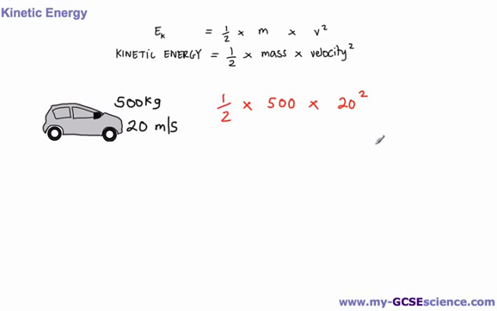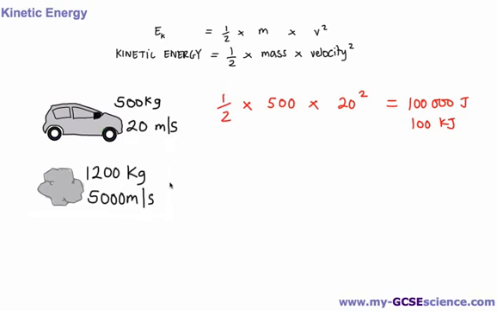Students often forget to do that and get a slightly wrong answer, and if you multiply all that out, you get 100,000 joules, or 100 kilojoules. Two more examples to share with you.